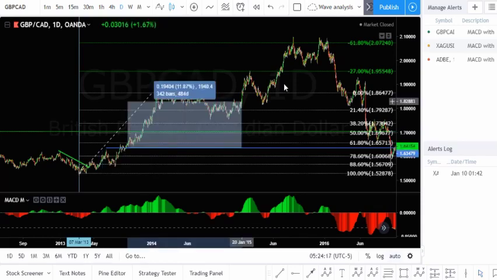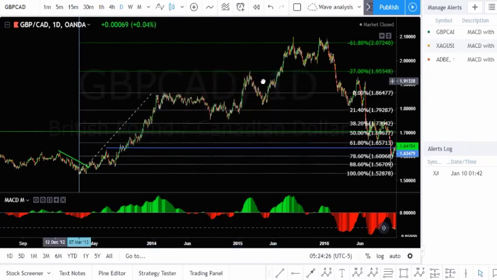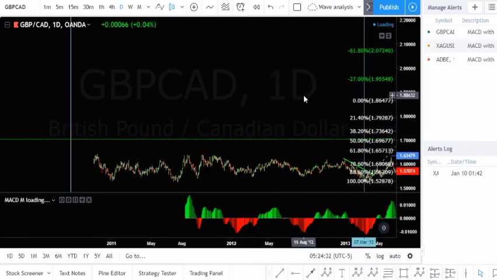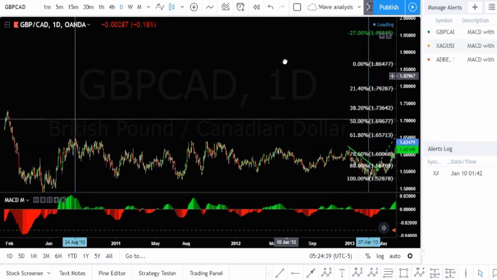Then that would have been a mind-boggling 3,216 pips. So if you see a move like this that's in a correction for a very long time, you can expect an unbelievable explosive move to the upside.